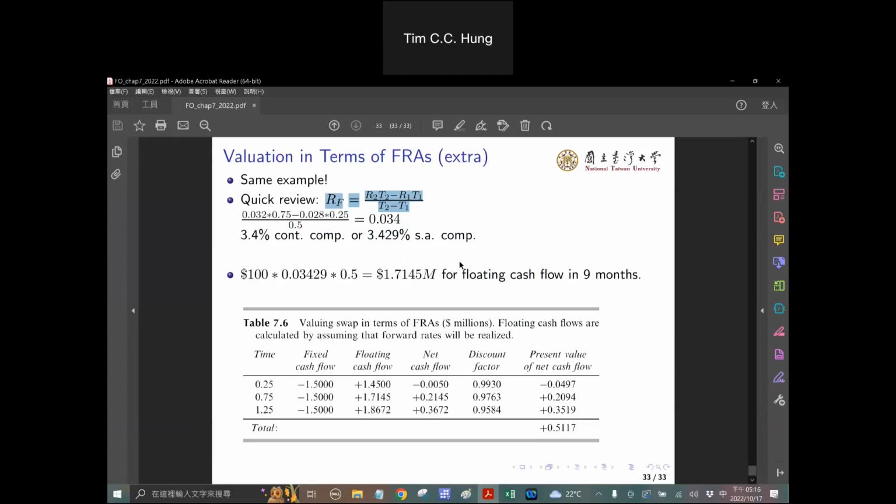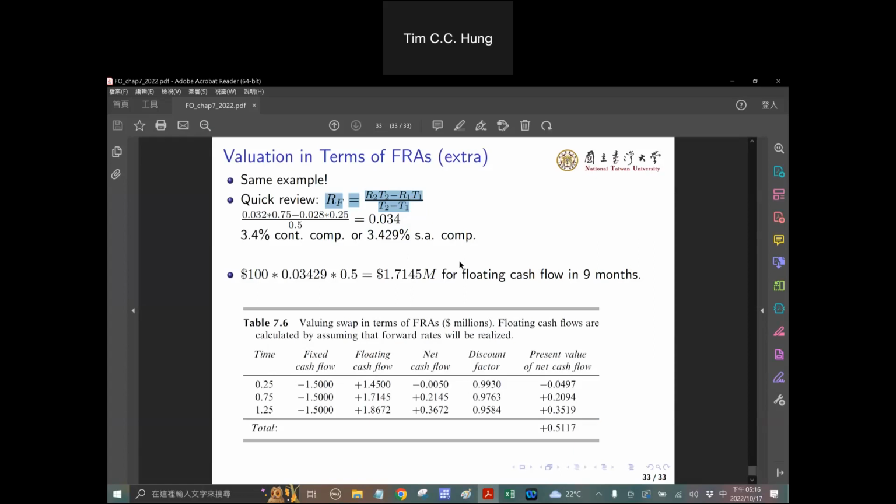But we know that it should be derived from the interest rate in this period and also the interest rate from this period. So we can come up with a fair, reasonable guess of what the interest rate in this period and in this period is. And as we mentioned, you can calculate it and it should be 3.4% continuous for the period from 3 months from today to 9 months from today.